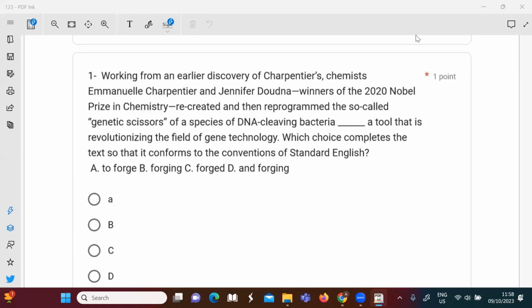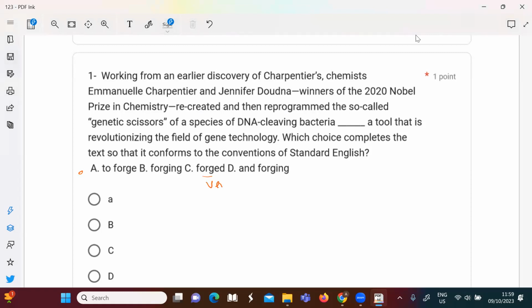Okay, let's revise the subject-verb agreement and tense, also the finite and the non-finite verbs. Let's go through the choices. To forge, forging, and forged. Okay.